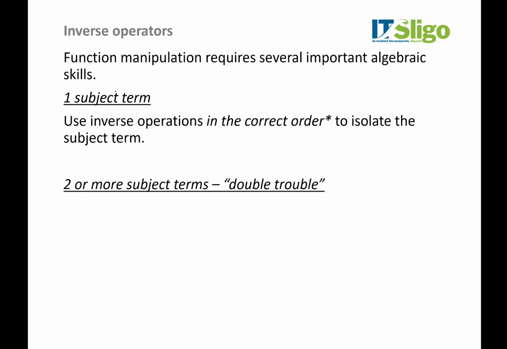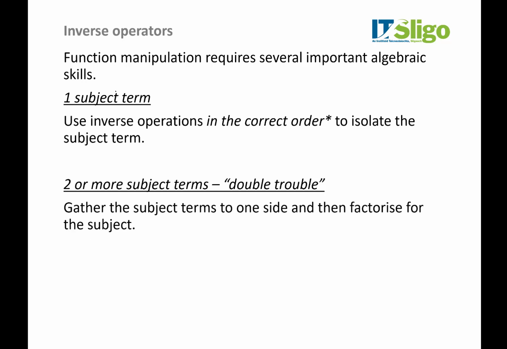Sometimes, though, there'll be 2 or more subject terms, double trouble. We do an example of this towards the end as well. In this case, we kind of have a different goal. Our first goal is to gather all the subject terms to one side. Once we've done that, then we can factorize for the subject, and this is how we reduce it from having several terms down to just having one term. And once we've done that, guys, we've now only got one subject term.